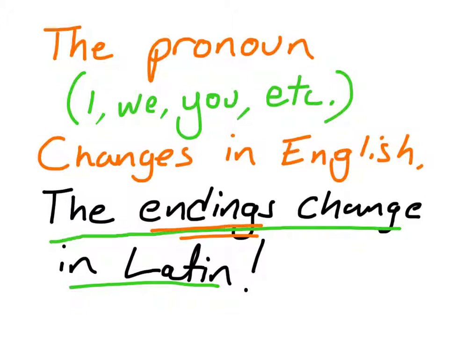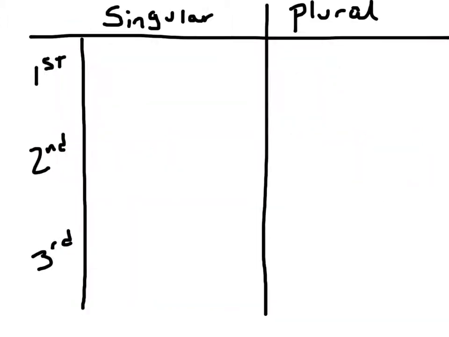So this shouldn't be surprising. You've already seen the endings change with nouns and adjectives. If you've taken a foreign language, you've also seen those endings change. They change in Latin as well, and they are the most important thing. Most often, Latin authors don't even use pronouns, that I, that we, or that you. They just let the ending of the verb tell you what it's supposed to be. So let's take a look at what those endings are in Latin.